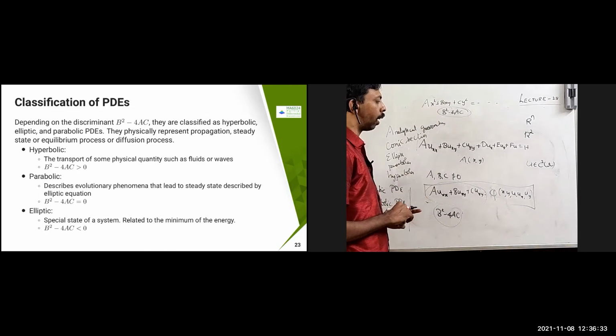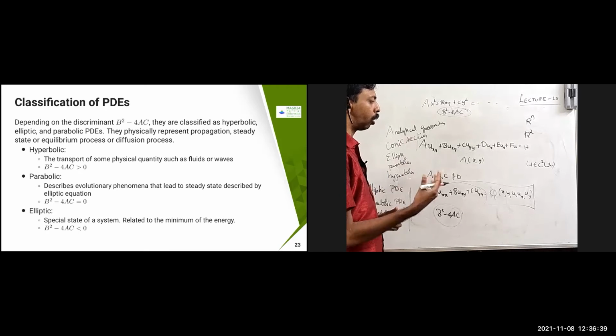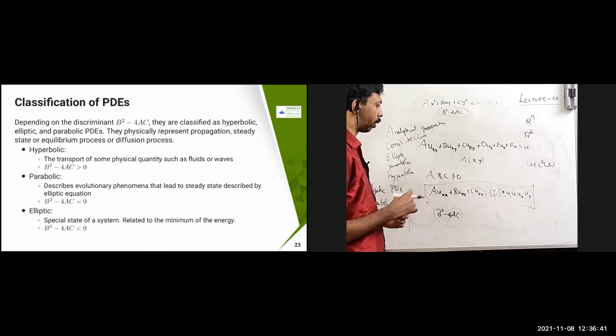Physically, what it is going to represent is propagation: how the wave is going to be propagated or heat is going to be propagated, etc., or something like an equilibrium process or diffusion process. All these things are going to be classified. Let us see that.